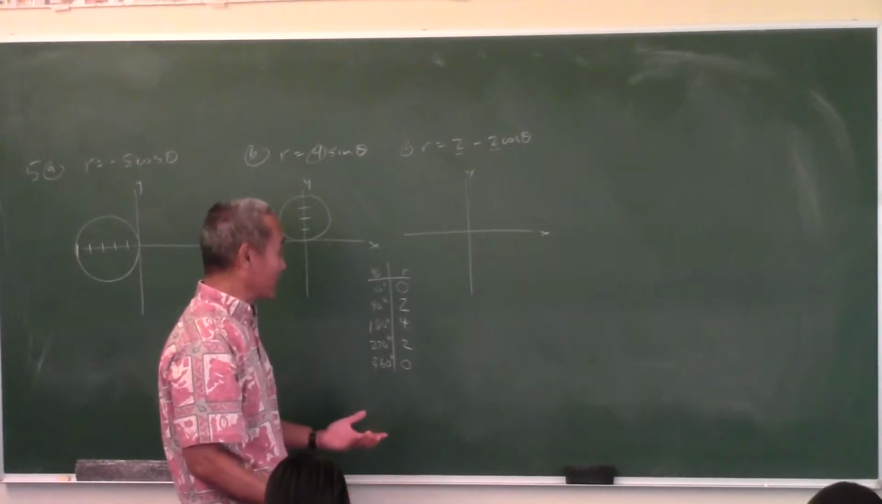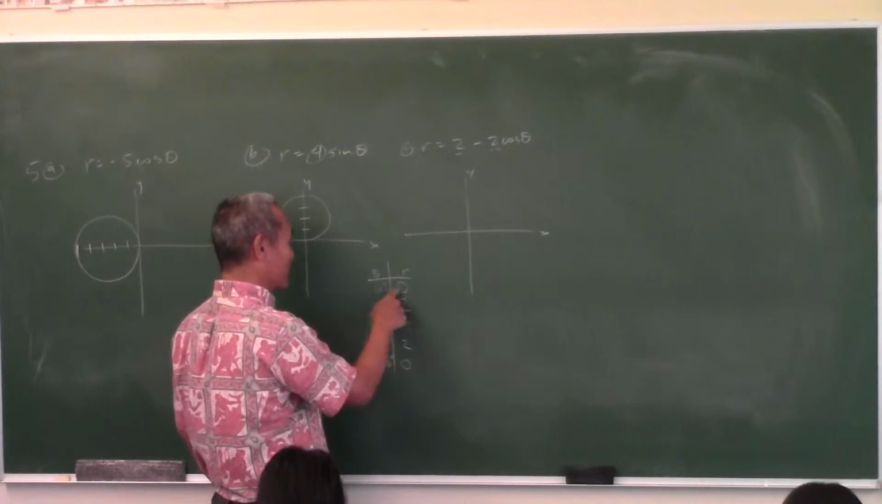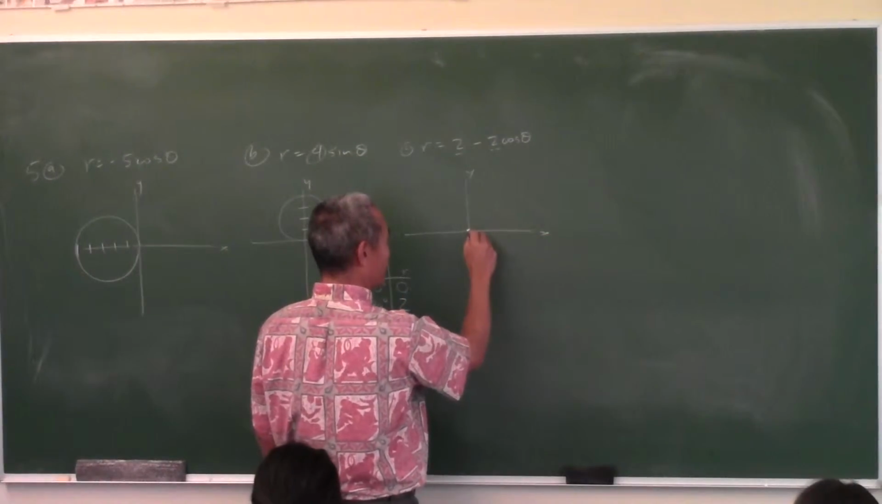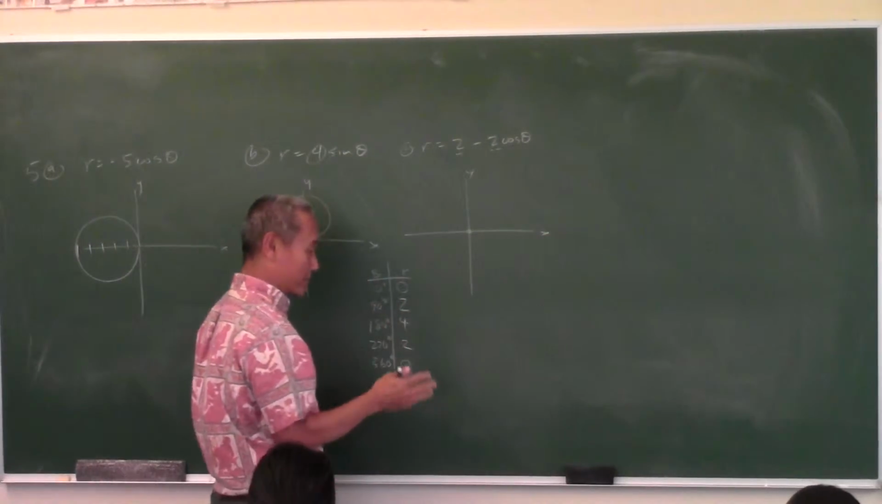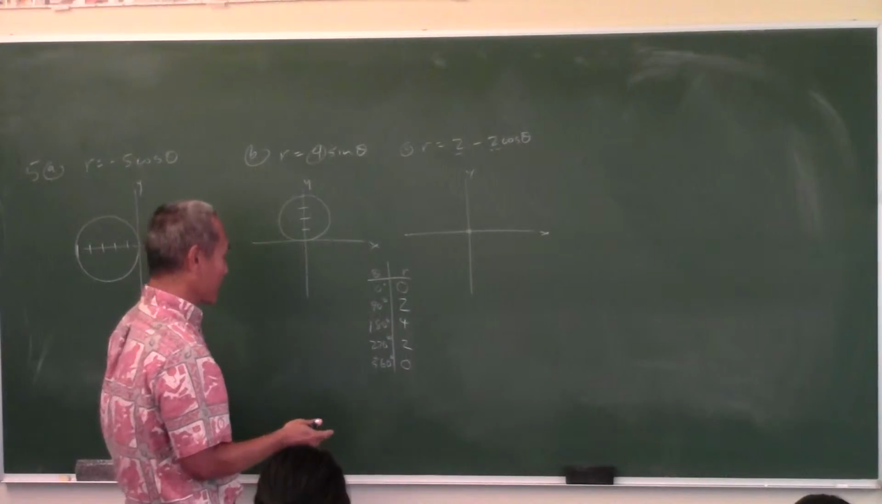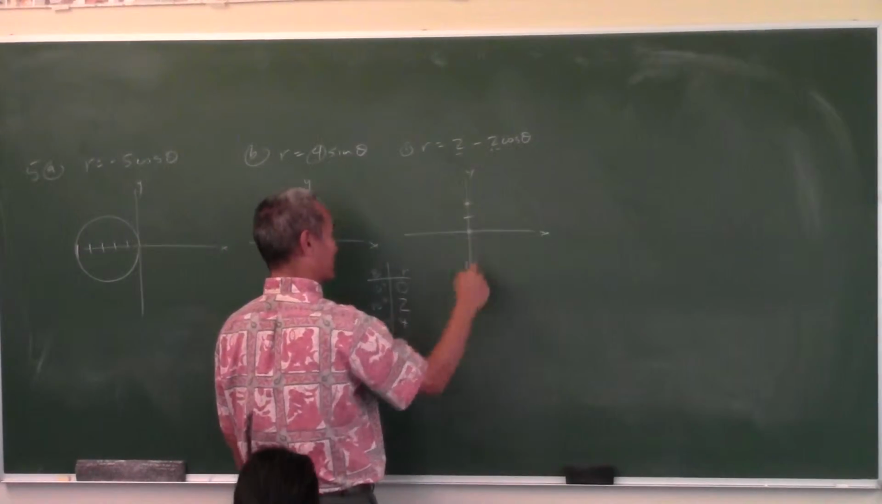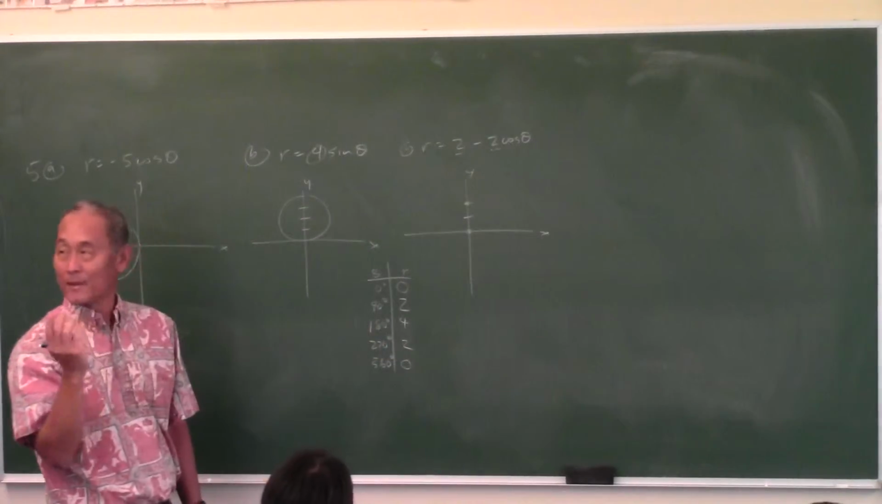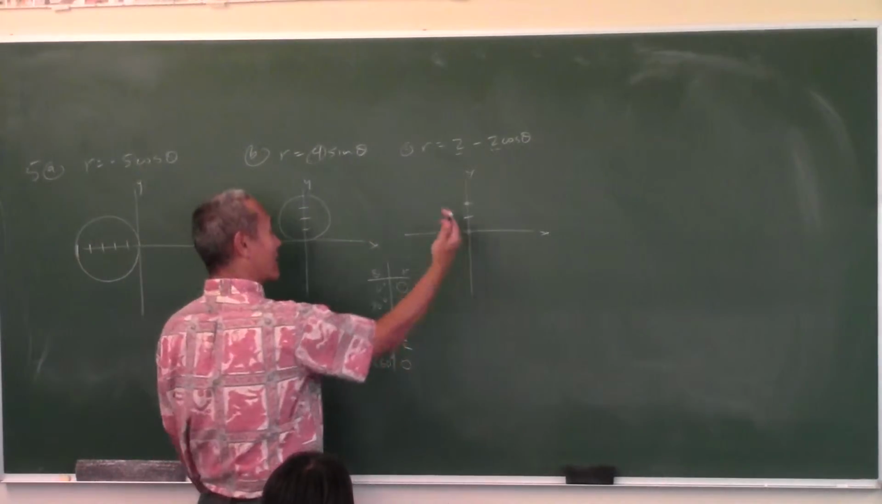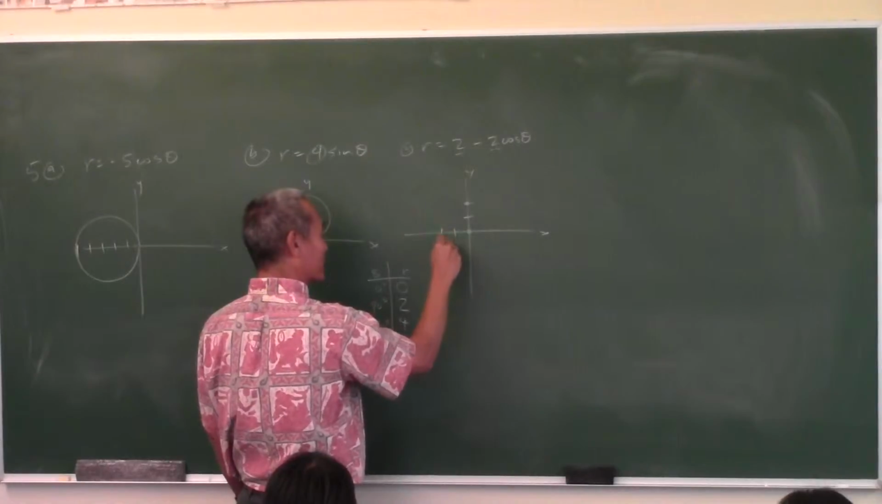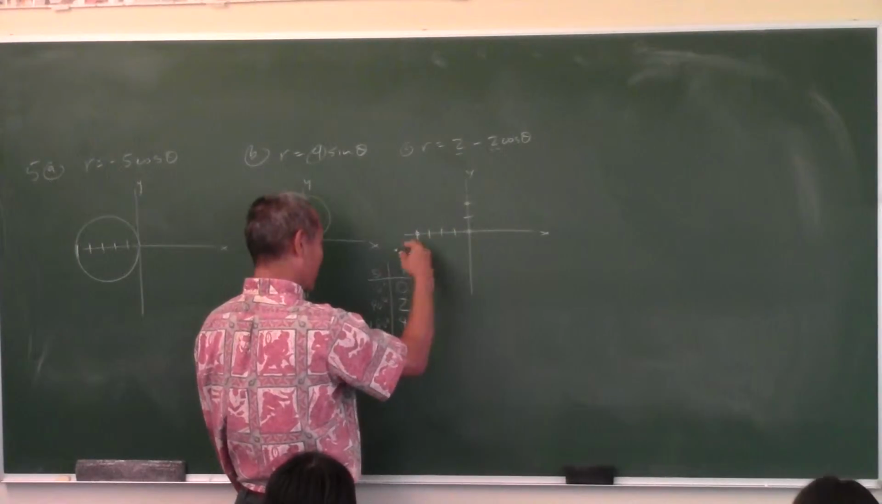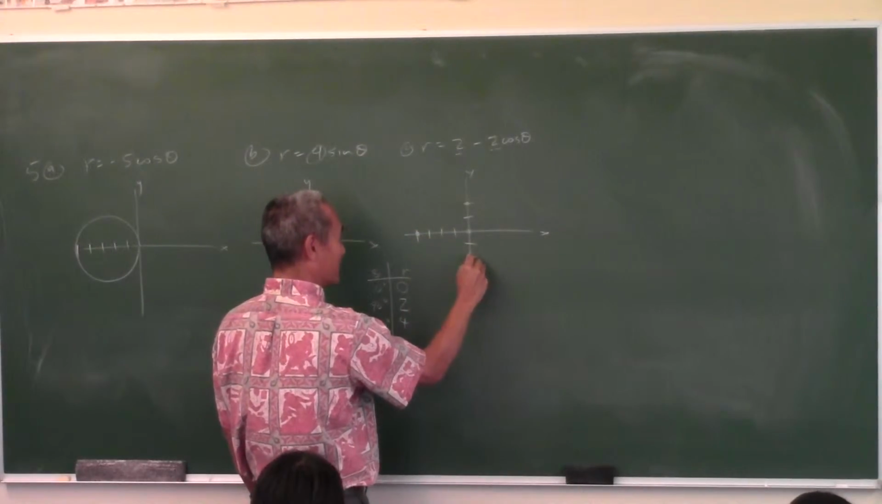So just plot these points. At 0 degrees, plot 0. So at 0 degrees, you don't go any units from the origin. You're right at the origin, or the pole. 90 degrees, you're going to go 2 units from the origin. See, that's why you really don't need the polar graph paper for these. At 180 degrees, you go 4 units in that direction. 270, you go 2 units in that direction.